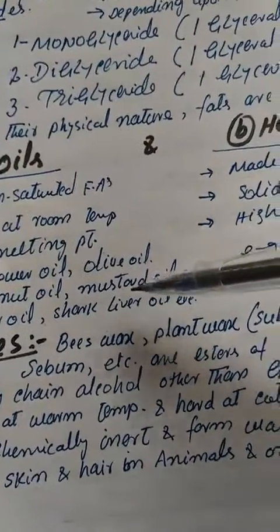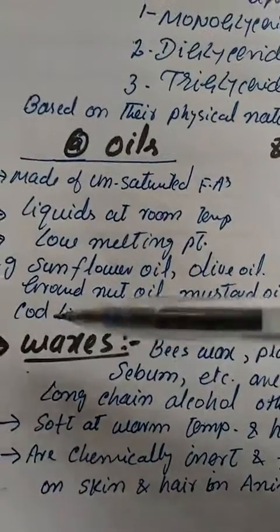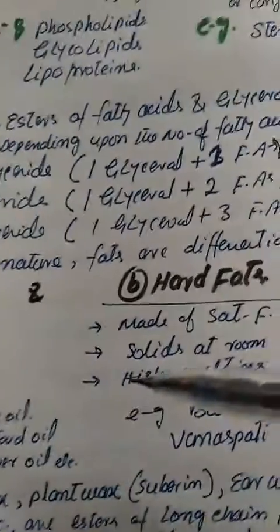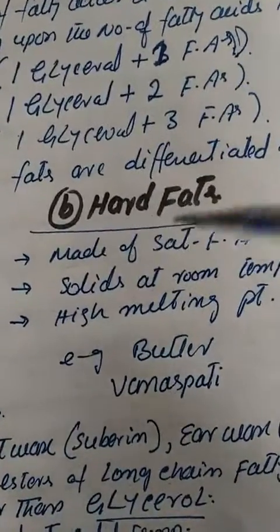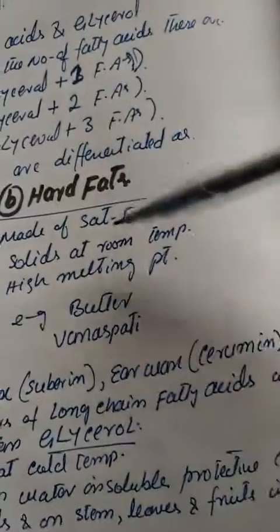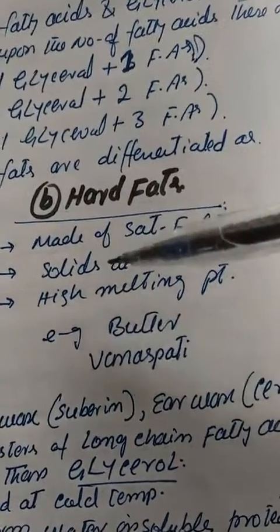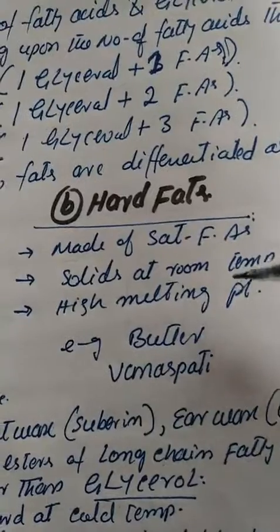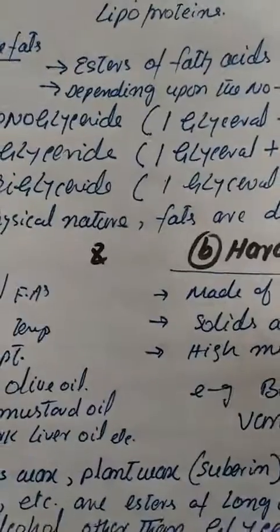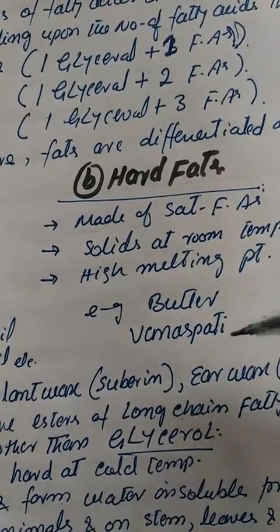Similarly, mustard oil. Among the animal sources, they include cod liver oil, shark liver oil, etc. Now, so far as these hard fats are concerned, they are made of saturated fatty acids. These hard fats usually exist in solid state at room temperature and have a high melting point. Examples of these hard fats are butter, vanaspati, ghee, etc.